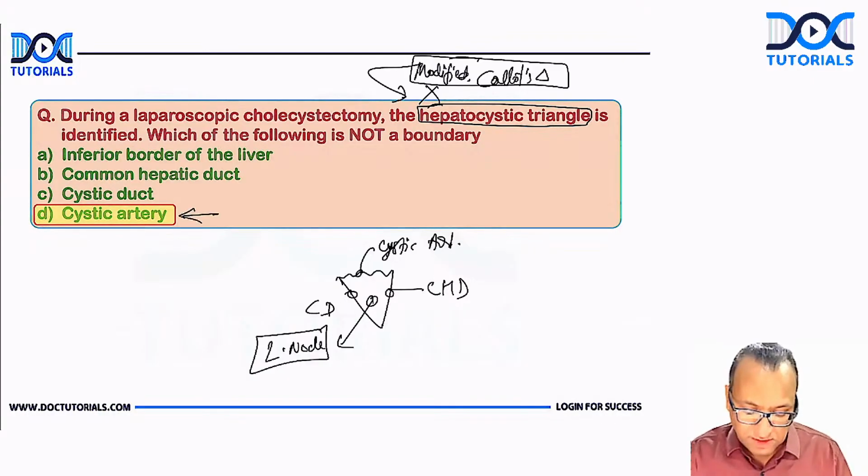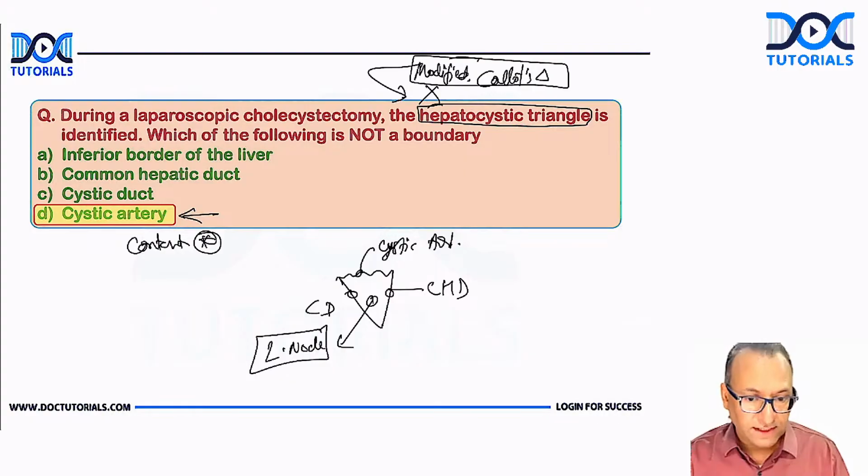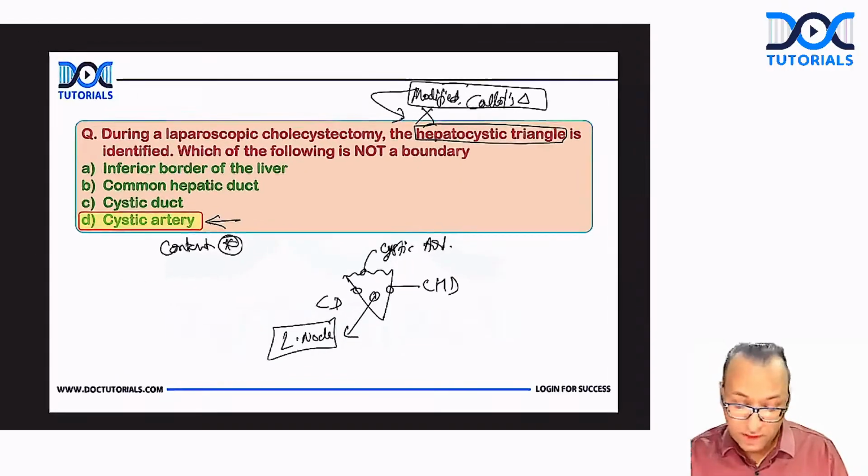But anyway, cystic artery is a content of the hepatocystic triangle. So be careful about these things. These are controversial topics. Keep your answer as cystic artery because you're talking about hepatocystic triangle here.